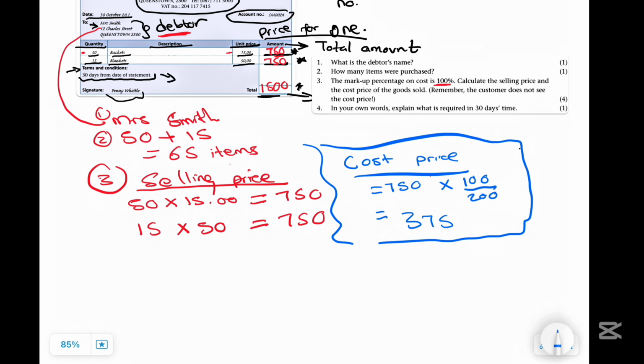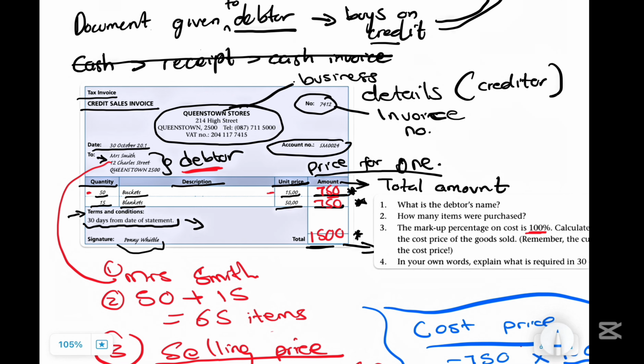So if you want to calculate the cost price of the blankets as well, you are just going to use the same formula, because remember the selling price is the same. Okay, so it's just going to be the same formula and the same amount, which is 750 multiplied by 100 over 200, which is equals to 375.